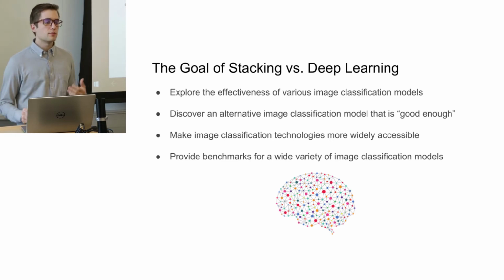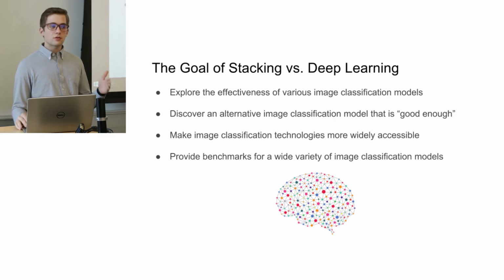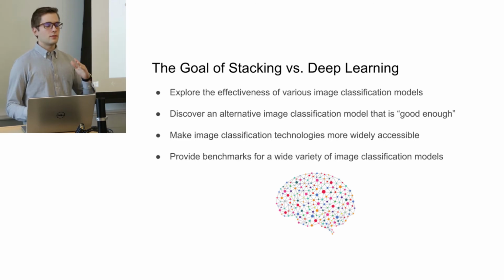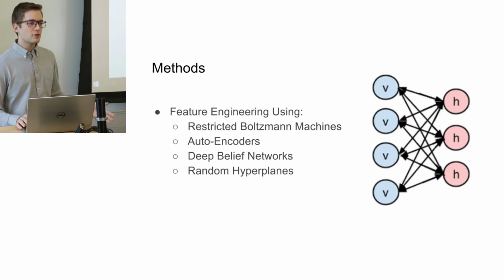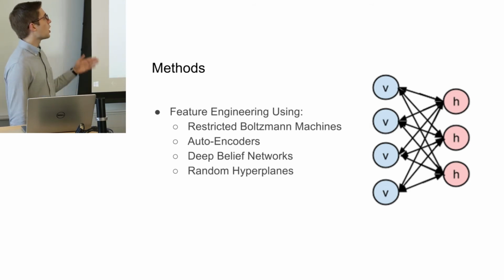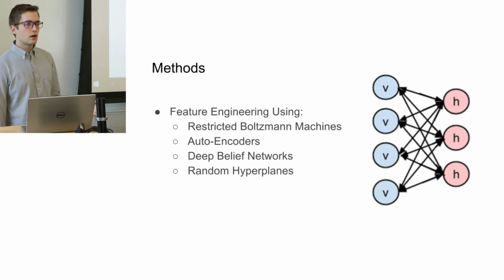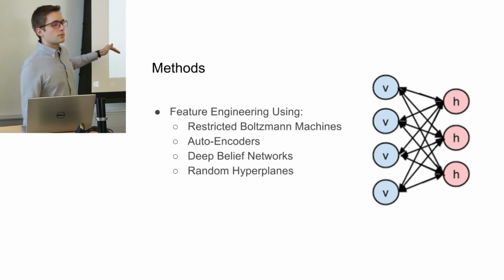And also, we want to provide benchmarks for all of these algorithms, so how all different algorithms perform on different data sets and how efficient they are. Our goal is to hopefully discover a model that is much more efficient than the convolutional neural network and is only sacrificing maybe 3 to 4% accuracy, depending on the data set, sometimes more, sometimes less. So the methods we're going to be using are feature engineering methods. We're going to use restricted Boltzmann machines, autoencoders, deep belief nets, and random hyperplanes. The stacking name of the project comes from stacking these different methods together, not just using them by themselves.